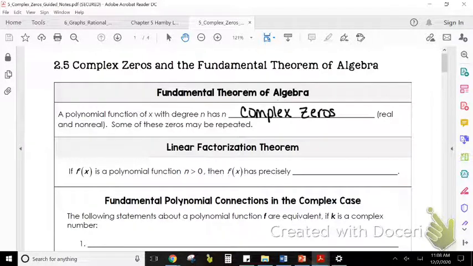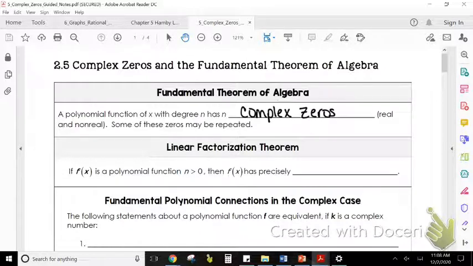And so we had talked about this before. Remember, your degree is your n, it's your largest exponent, and it tells us the total number of zeros there are. They call them complex zeros because they can be the real zeros, which we've been dealing with before, or they can be the non-real zeros, which we're bringing in. All right, and we know that some of the zeros can be repeated because we talked about multiplicity.